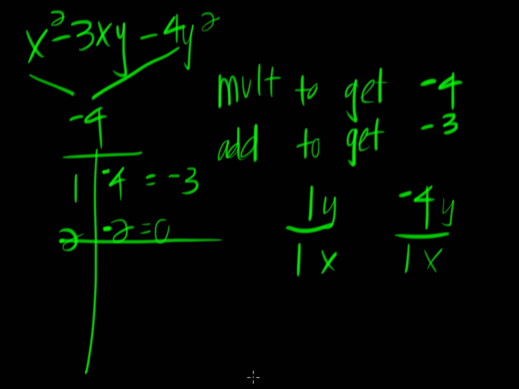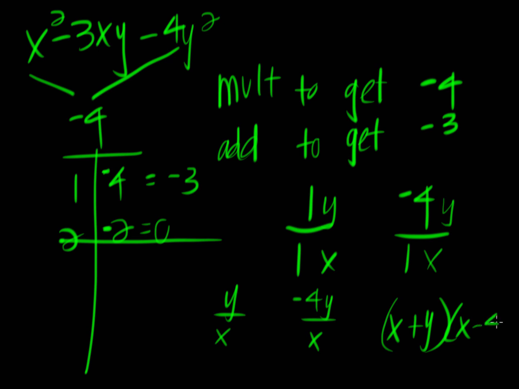Okay, now we're at the point where we want to look and see if these fractions are simplified. And you could write them as y over x and negative 4y over x. That is a little bit simpler, more correct form. Once they're in their simplest form, you just want to put that bottom up front. Bottoms up. X plus y and x minus 4y. That's our answer.